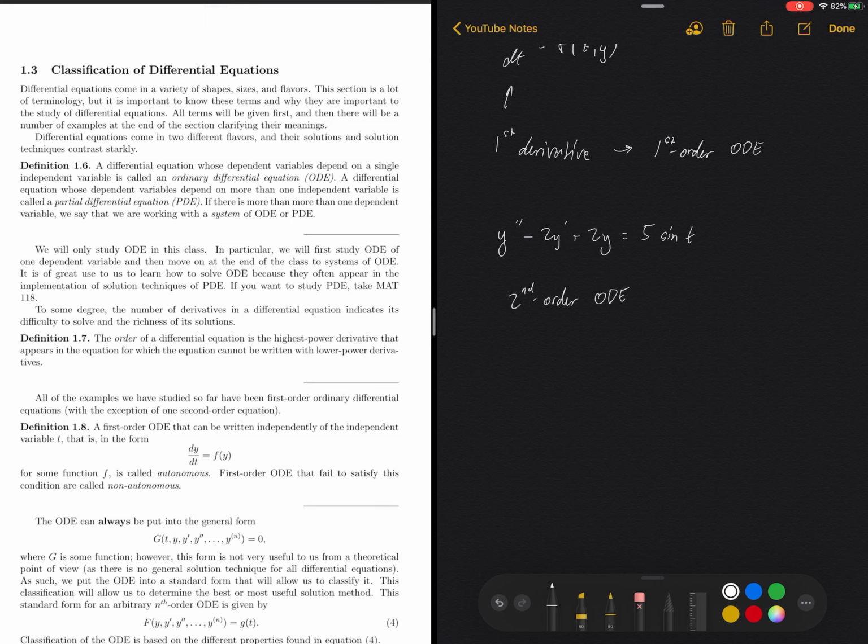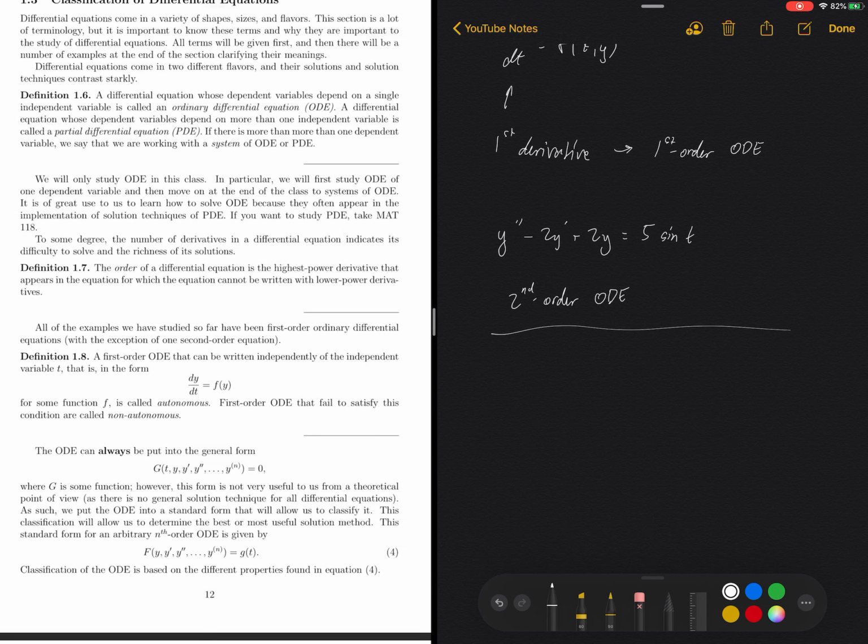Okay, so there's that. And in some sense, the order of a differential equation gives us a measure of how difficult it is to solve, right? The more derivatives you have to compute, the more subtleties there are to the kinds of functions that can solve the equation. But we can go even further. That's not the only measure of how difficult an equation is to solve.